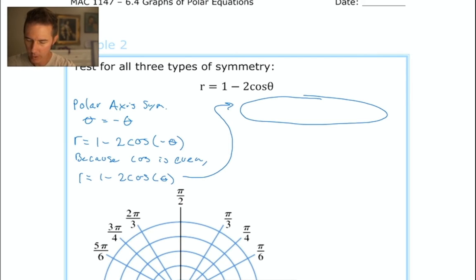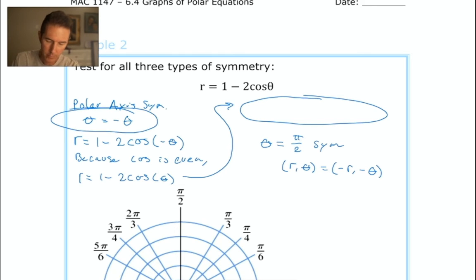symmetry test. Let's test for, I believe that one is theta equals pi over 2 symmetry. We test for that by letting r and theta equal negative r and negative theta. There you need to be using parentheses.